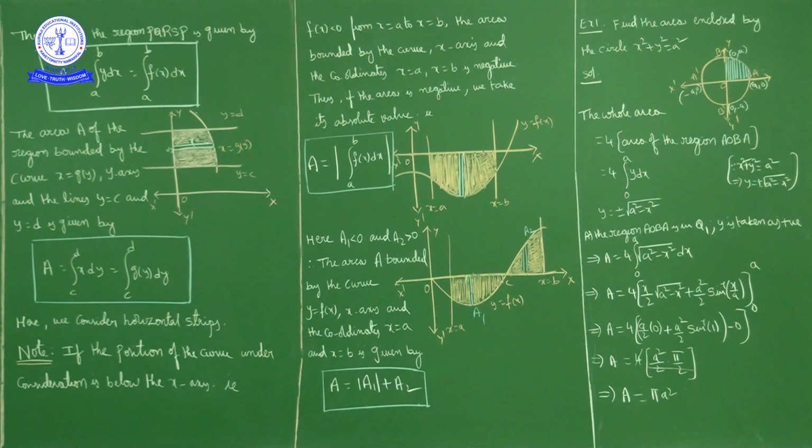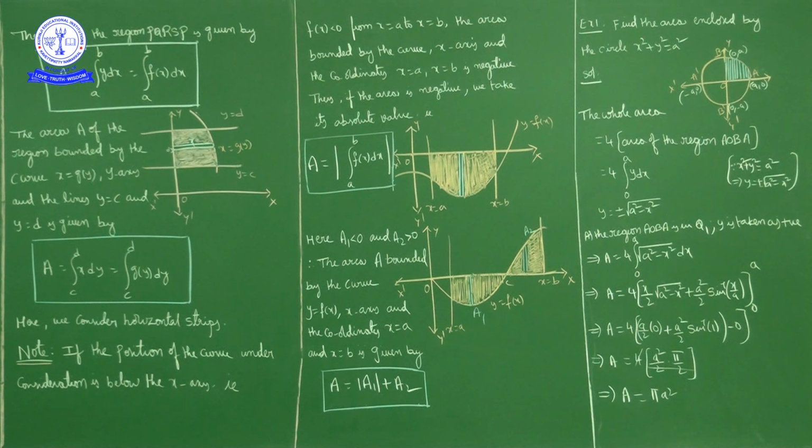Okay, if the curve is completely below the x axis from the limits x equal to a to x equal to b, in such a case the area is equal to the modulus of integral a to b f of x dx. Now suppose some part of the curve is below the x axis and some part is above the x axis, what will we do? Whichever region is below the x axis, we will take the modulus, and whichever part is above the x axis, we will take that area as it is.